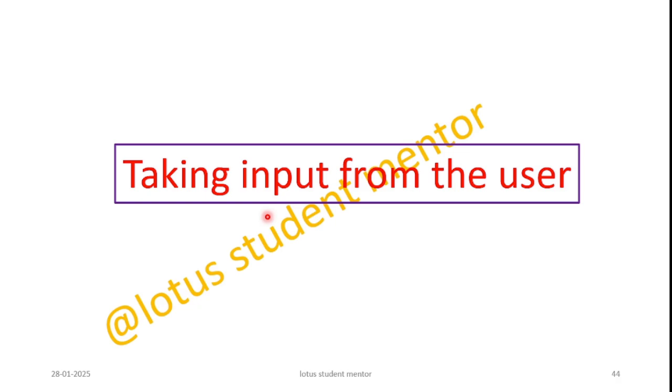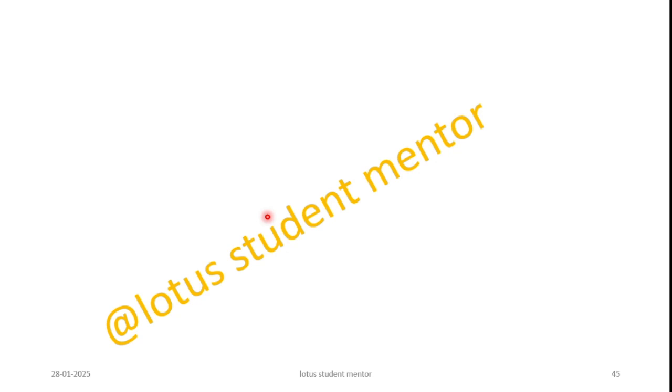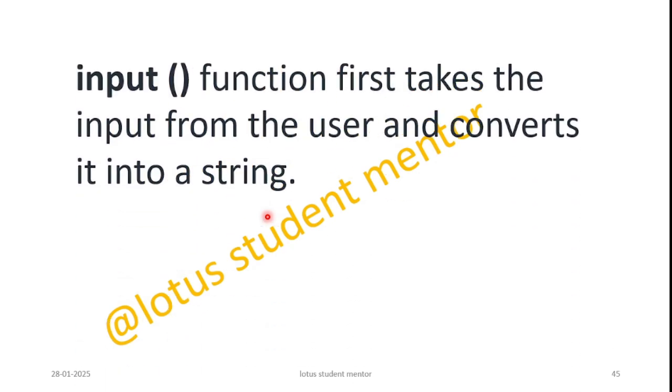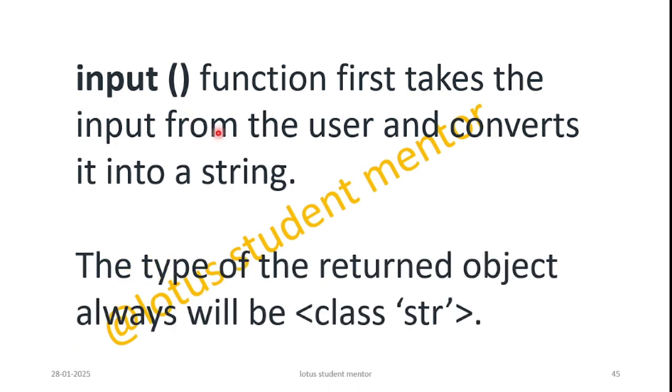In this session, we are going to study what is the input from the user in Python programming. What is the meaning of it? Taking input from the user means we are going to use the input function here. First it takes the input from the user and converts it into a string. The type of the returned object will always be the string type.